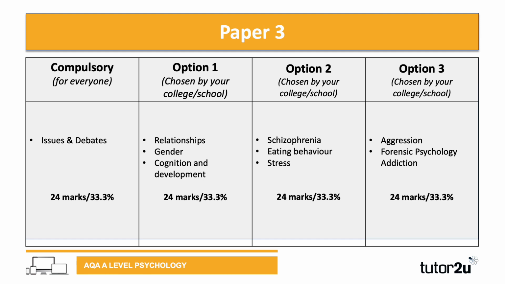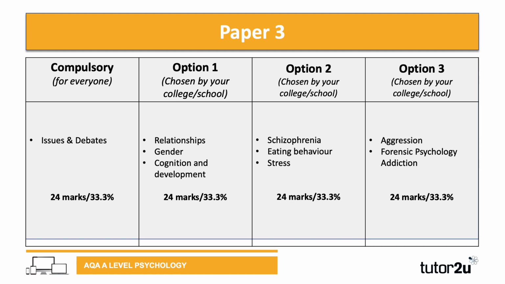So that are topics like the nature-nurture debate, whether we have free will, whether everything's determined, holism, reductionism, things like ethics. So that's your issues and debates. Your option 1, you've got relationships, gender, and cognition and development. So it could be any of those, but it'll just be one of those topics for that second section.